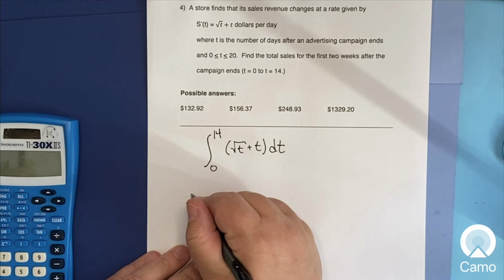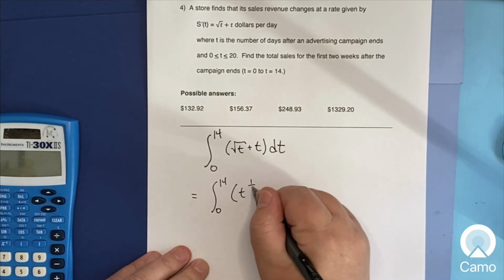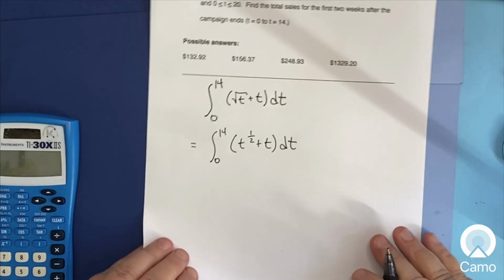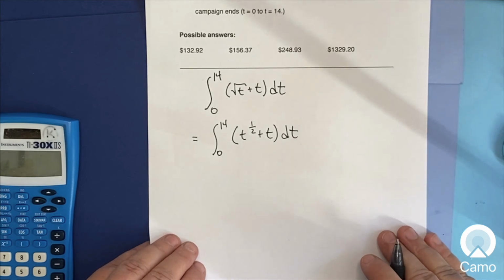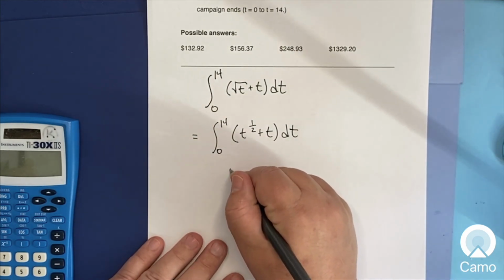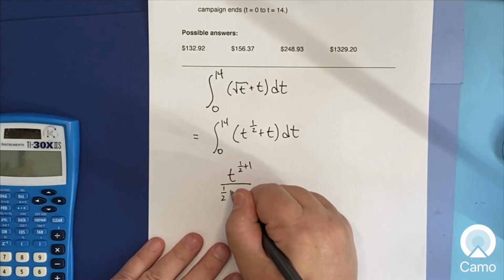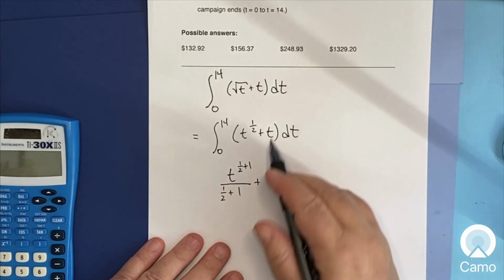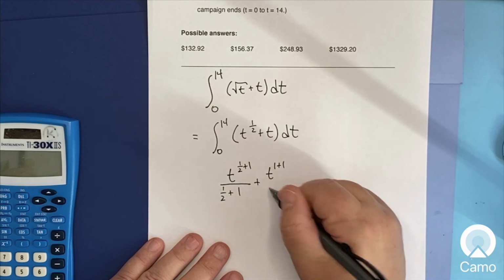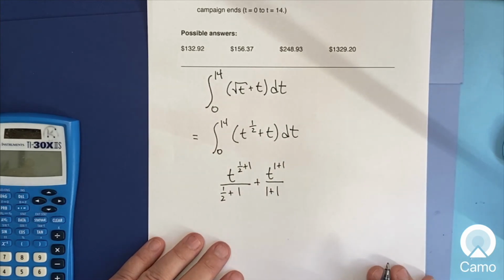So to make it a little easier, I'm going to write this as T to the 1/2 plus T dt. Then I'm going to anti-differentiate. I'm going to take the integral. Remember here, to take the integral, I'm going to add 1 and then I have to divide by that. And then T was already T to the first, so I'm going to add 1 and divide by that. So this is the power rule.